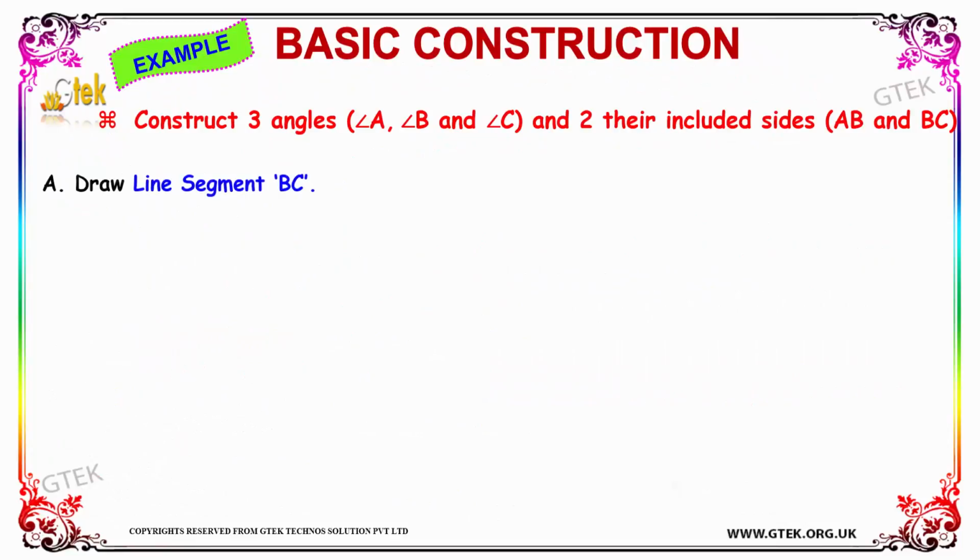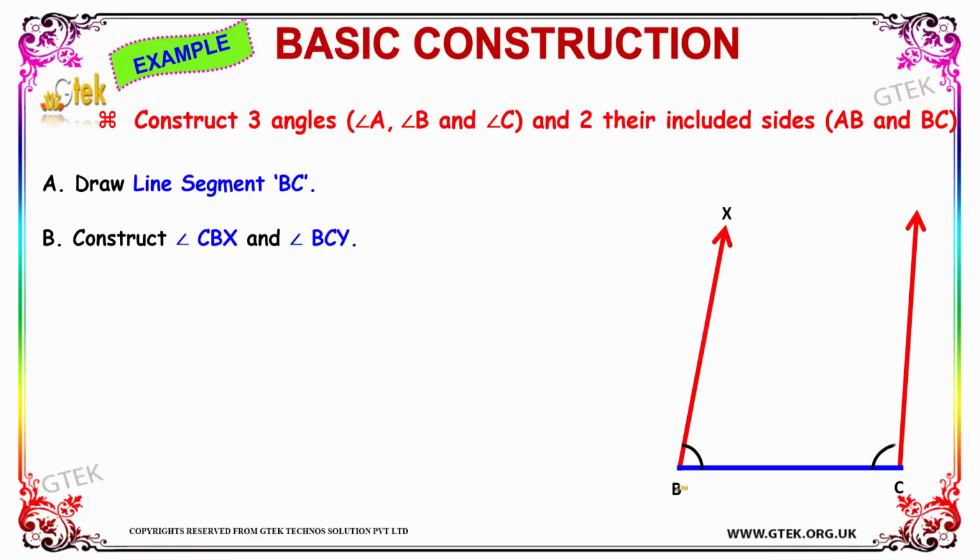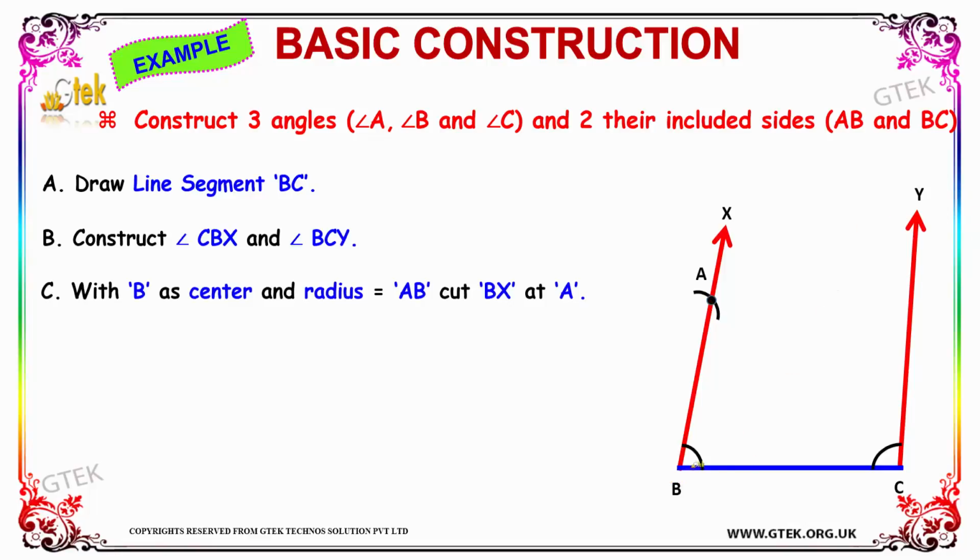Now let's see another example where we need to construct three angles, angle A, angle B and angle C, and two sides must be included, that is AB and BC. The first step is that we draw a line segment BC. The next step is to construct angle CBX and angle BCY. After that, with B as center and radius AB, we cut BX and mark the point as A.